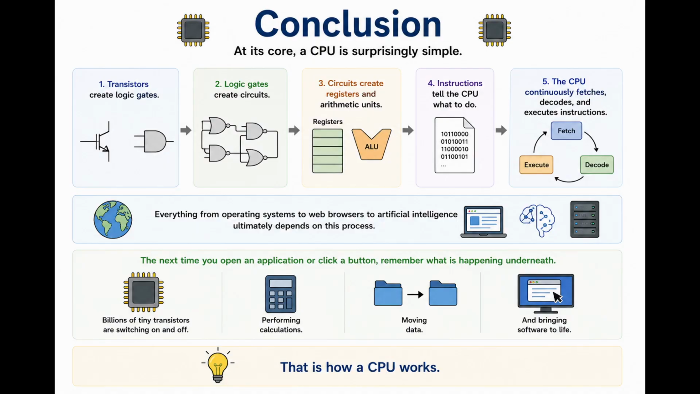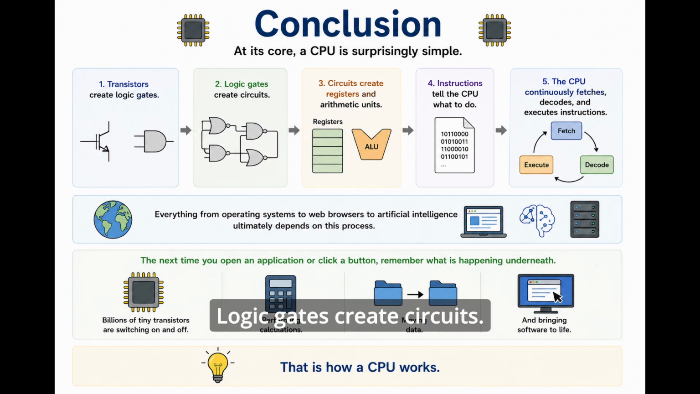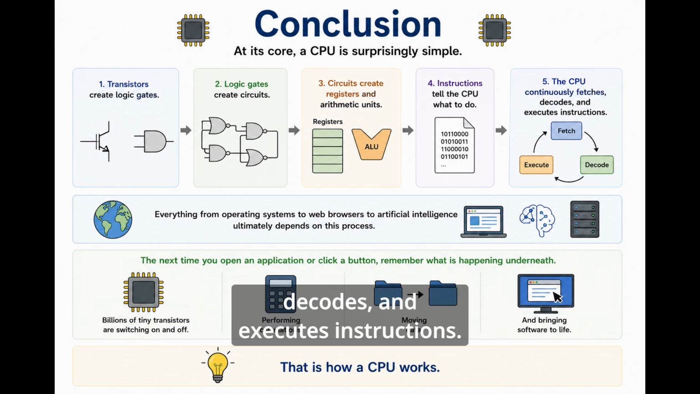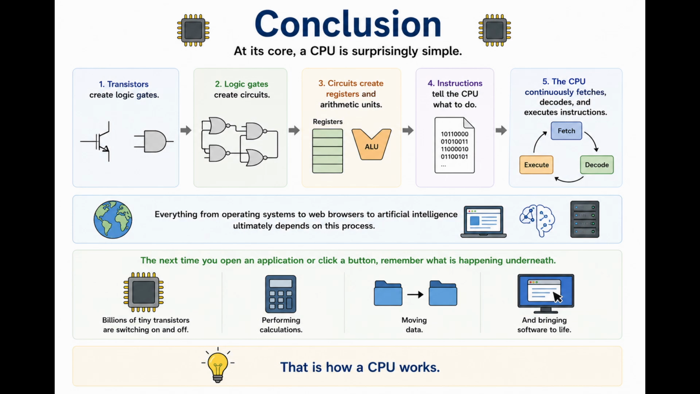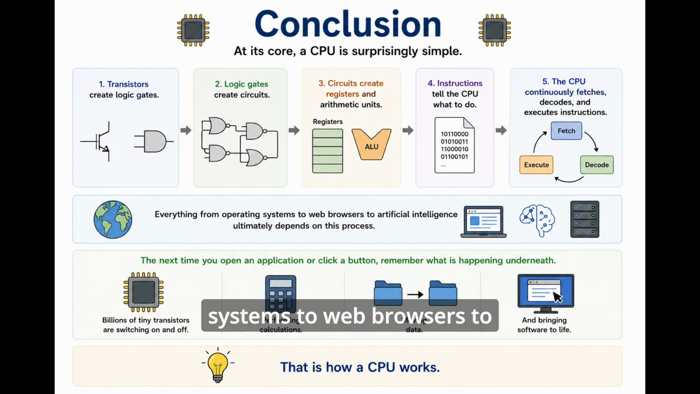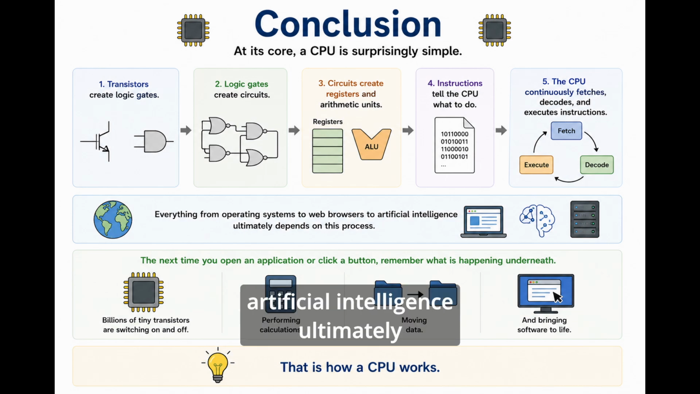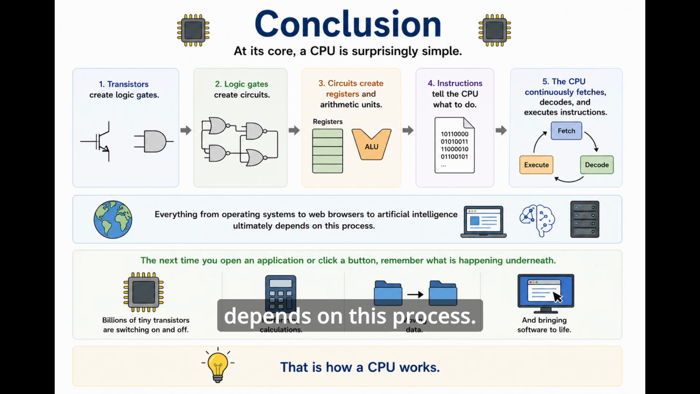Conclusion. At its core, a CPU is surprisingly simple. Transistors create logic gates. Logic gates create circuits. Circuits create registers and arithmetic units. Instructions tell the CPU what to do. The CPU continuously fetches, decodes, and executes instructions. Everything from operating systems to web browsers to artificial intelligence ultimately depends on this process.